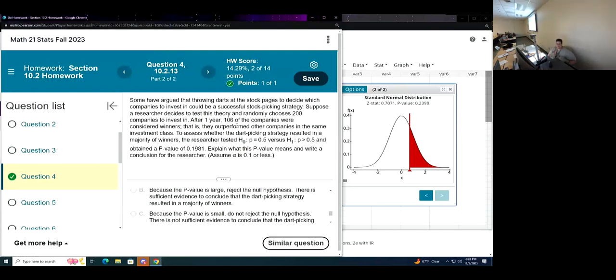The researcher tests H naught is P equals 0.5 versus the alternate P is greater than 0.5. And they told us what they got. We could go verify this on StatCrunch. We're just going to take for granted that what they said is correct. So they got 0.1981 as our p-value. Explain what this p-value means and write a conclusion for the researcher.